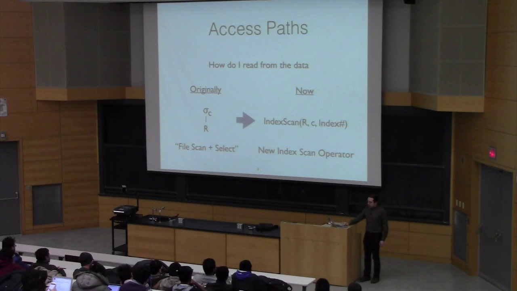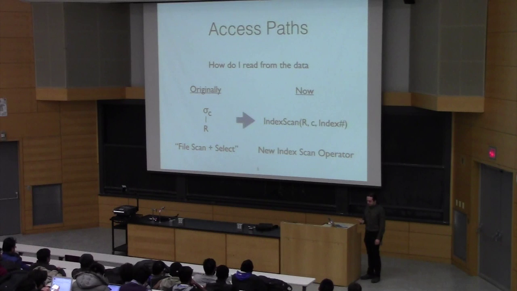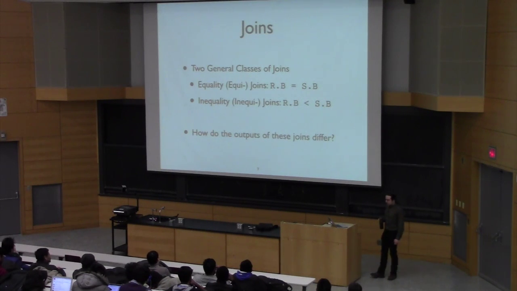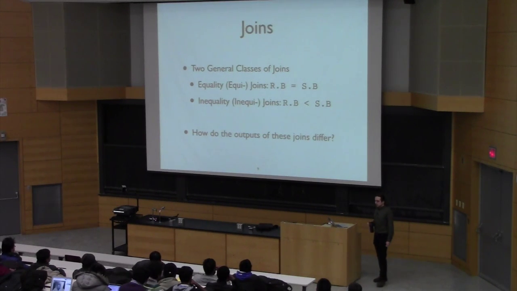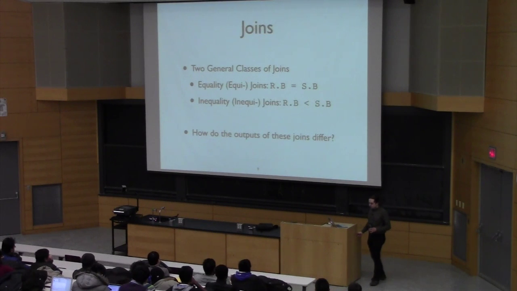Okay, how does this come into the picture here? Well, for simple pipelined operators like project and select, the access path is fairly clear. Where the access path starts diverging is when we start talking about binary operators like joins. And there are two general classes of joins, equality joins and inequality joins. In other words, where you're joining on one key value to one key value, or where you're joining from one key value to many key values.